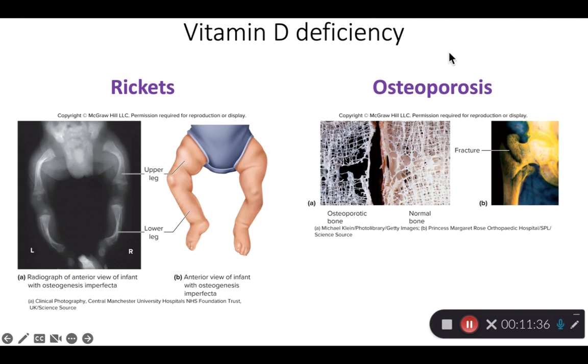It could lead to osteoporosis as well. Notice that in osteoporosis, what really is affected is the spongy bone. All right, spongy bone is more sensitive to osteoporosis. Normal bone, there's those nice trabeculae. Notice in the osteoporotic bone, it dissolves and you get these larger kind of pockets and spaces.